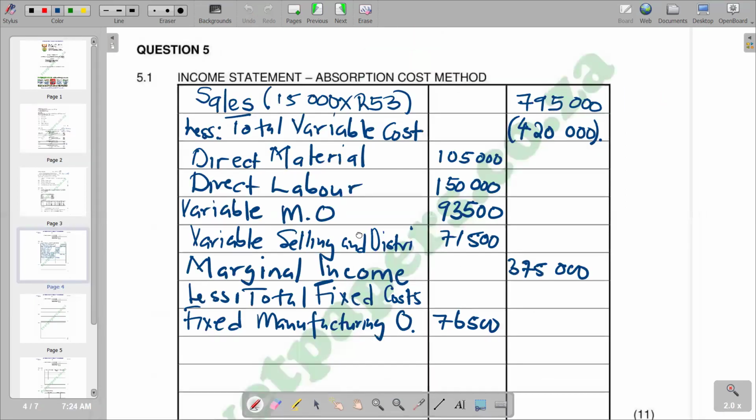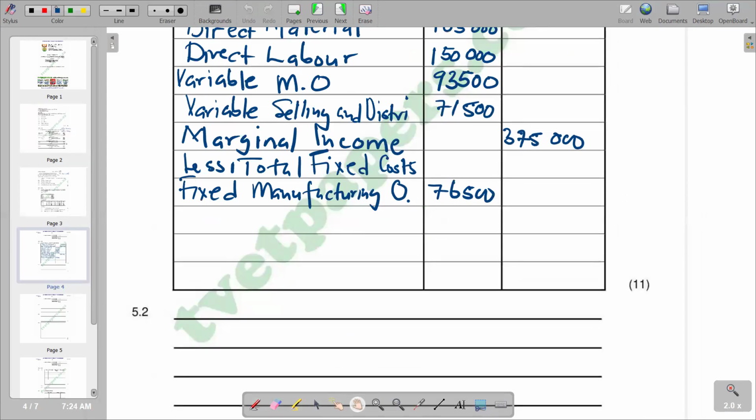So this is what we have there, and then we can say selling and administration, we have 38,500. So that's what we have. Then to get the total fixed cost now, we are saying 38,500 plus 76,500. And we get 115,000.